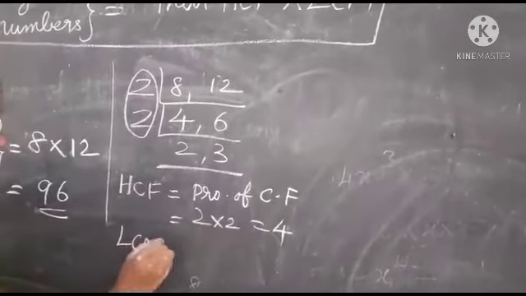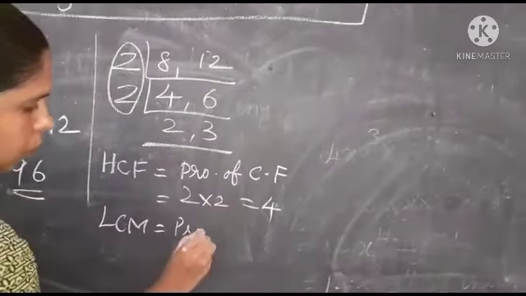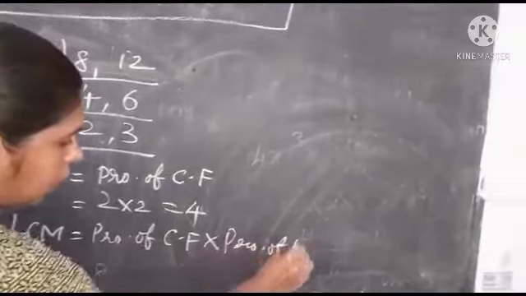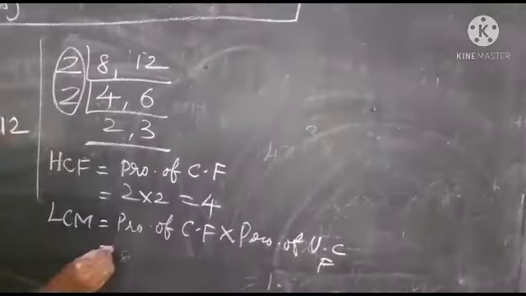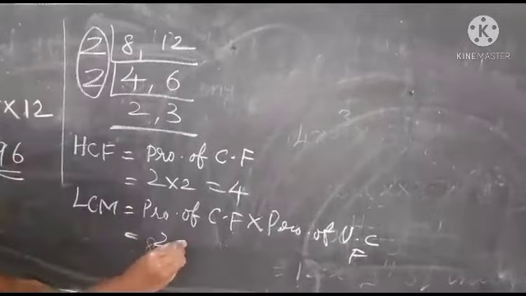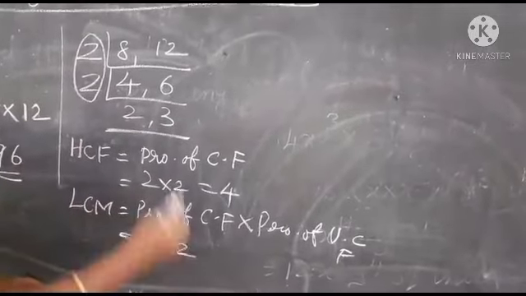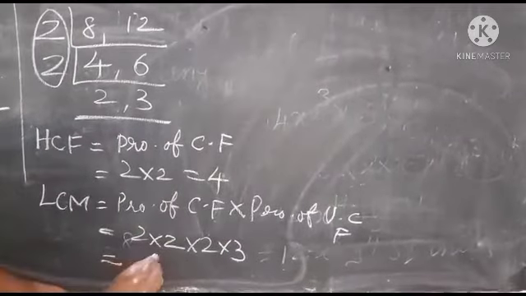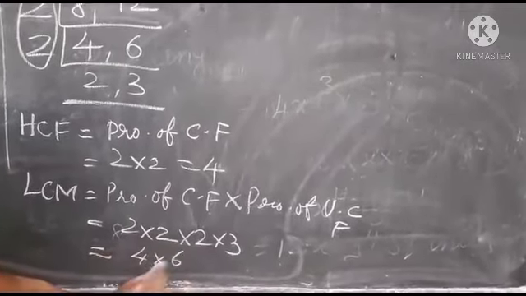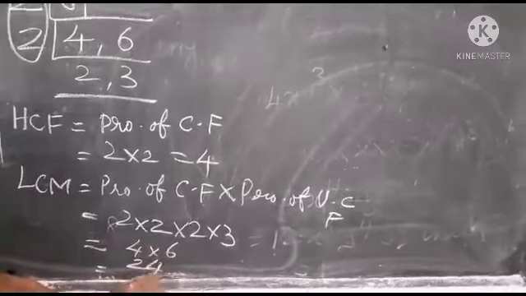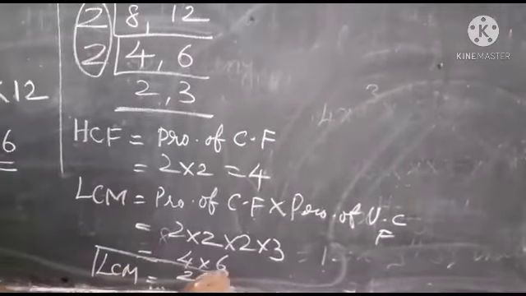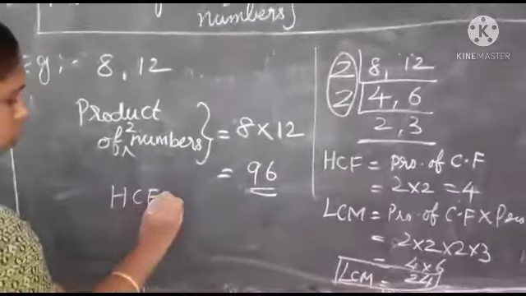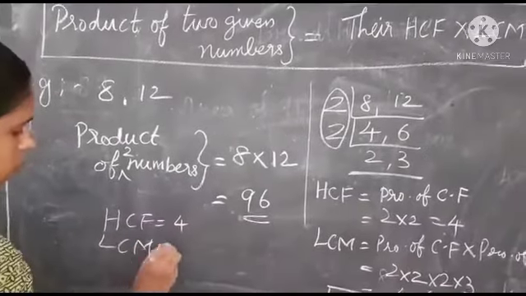Next find the LCM. For LCM, what is the formula? Product of common factors into product of uncommon factors. Here the common factors are 2 into 2. The uncommon factors are 2 into 3. You have to multiply all the numbers. 2 2s are 4. 2 3s are 6. 6 4s are 24. So the LCM is 24. Now the LCM is 24 and the HCF is 4.